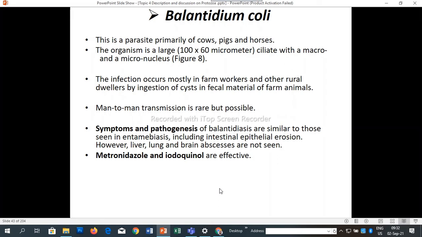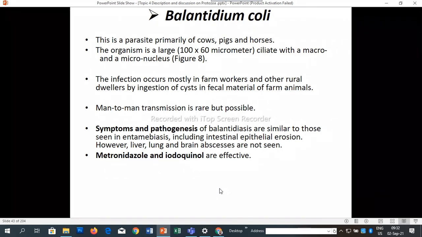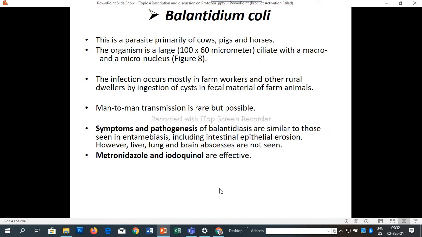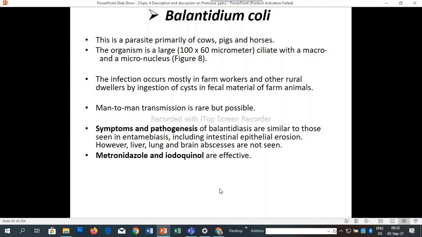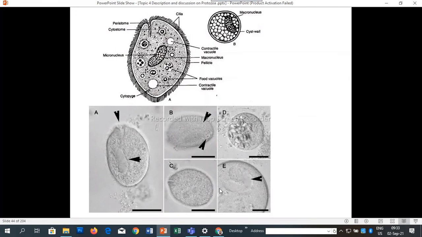Symptoms and pathogenesis of balantidiasis are similar to those seen previously, like Entamoeba histolytica, including intestinal epithelial erosion. However, liver, lung, and brain abscesses are not seen because this parasite is not invasive. It can't perforate the intestine. It just stays in the intestine. Metronidazole and iodoquinol are drugs that can be used to treat the infection. And mostly Balantidium is not known to cause serious infection unless you are immunocompromised, as I said.